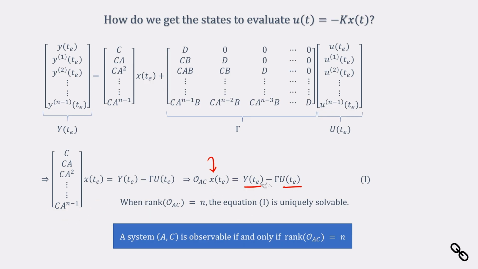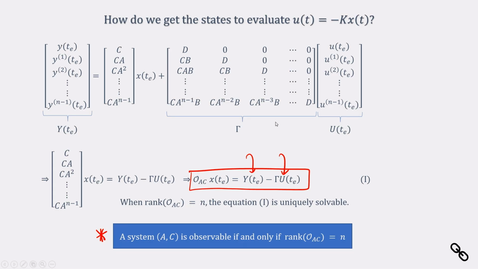And this is why observability is such an important idea, because if a system is observable, it is much easier to find out the states of the system, and you can do that using just the information of input and output. What if a system is not observable?